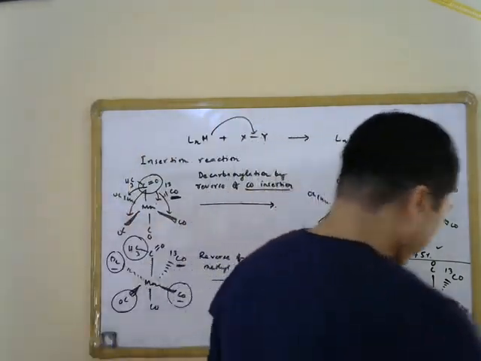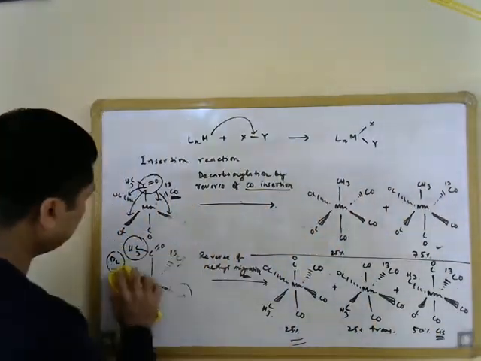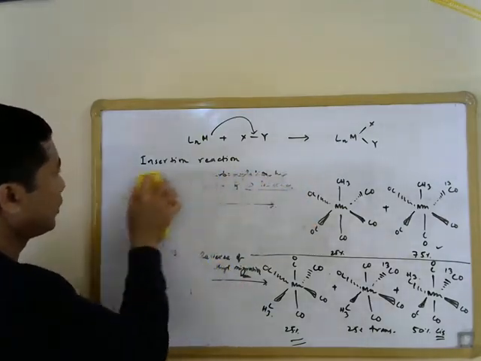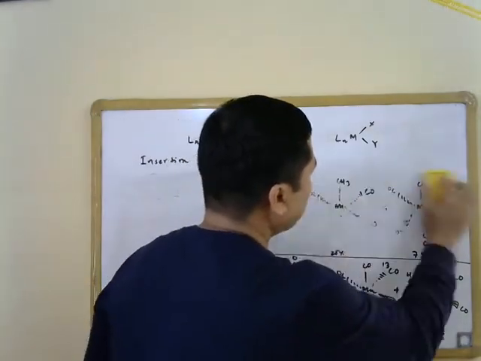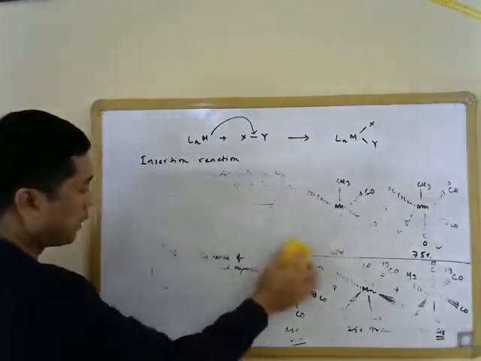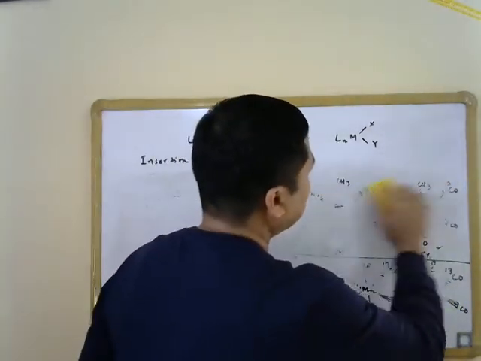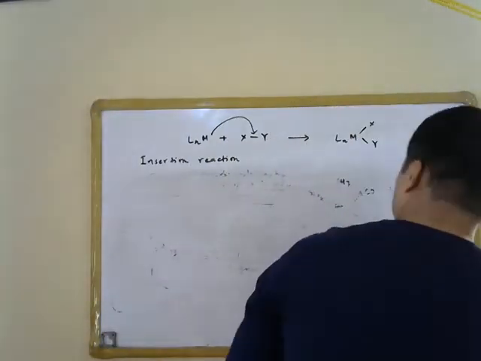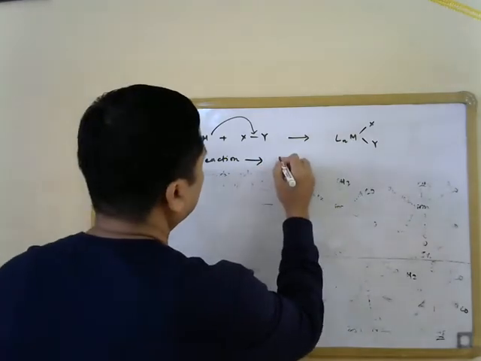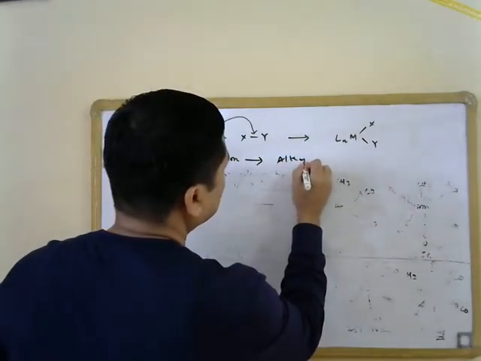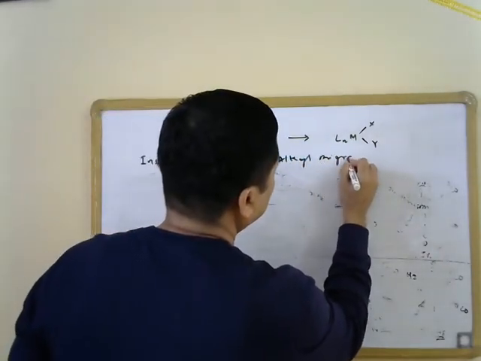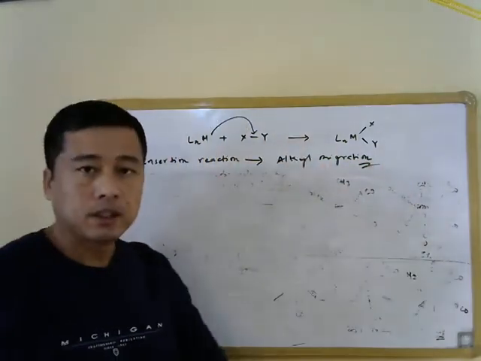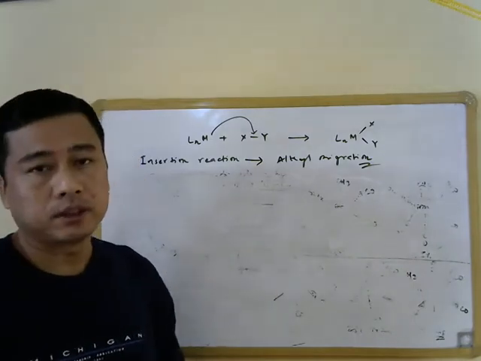And in fact, when chemists in organometallic chemistry talk about insertion reaction, we mean alkyl migration reaction, not insertion of the ligand. Here we mean alkyl migration. For all practical purposes, insertion reaction essentially means alkyl migration reaction.